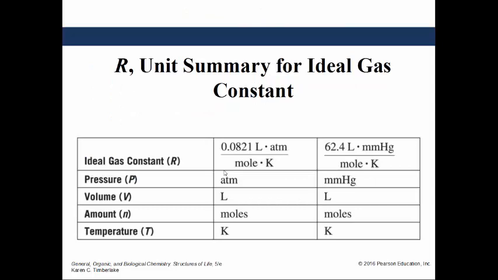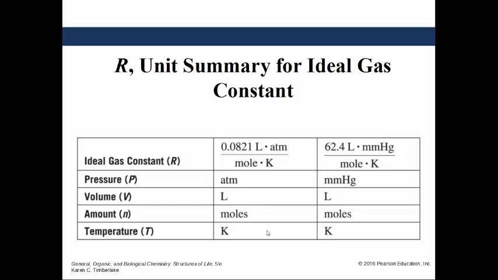Now, I mentioned how the value of R is a constant value, and here is what that number represents. It really just depends on what unit you're using for pressure. If you're given pressures in atmospheres, you need to use this value: 0.0821 liters times atmospheres, all over mole times Kelvin. If you're using millimeters of mercury, you need to use this value: 62.4 liters times millimeters of mercury, all divided by mole times Kelvin. All the other units will be the same: liters, moles, Kelvin.